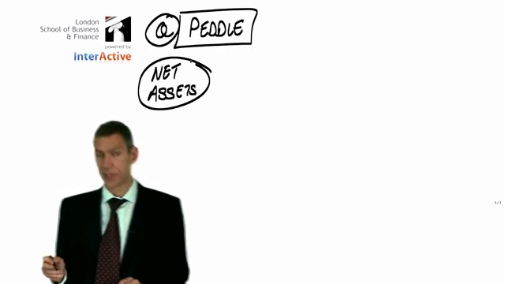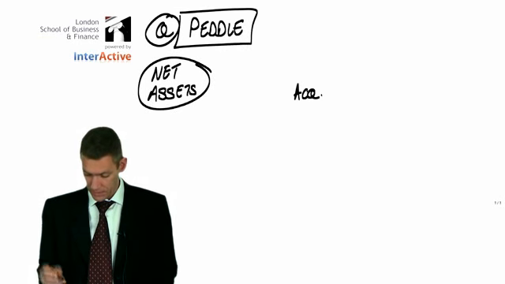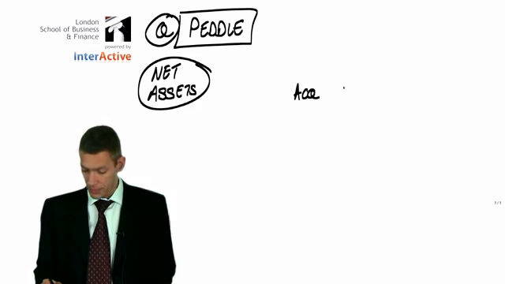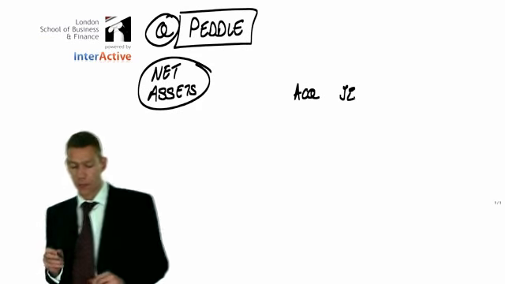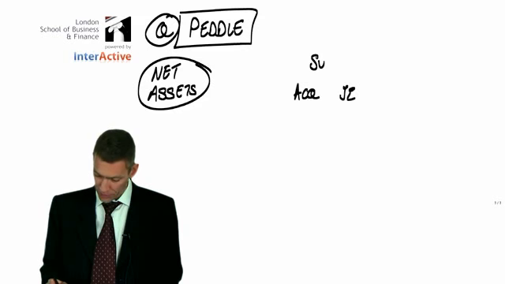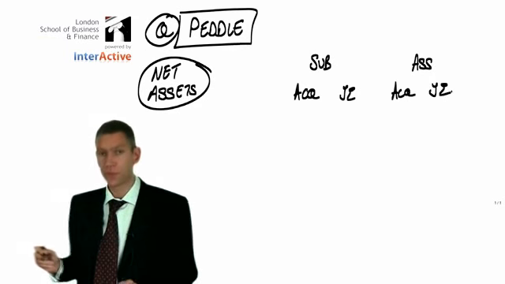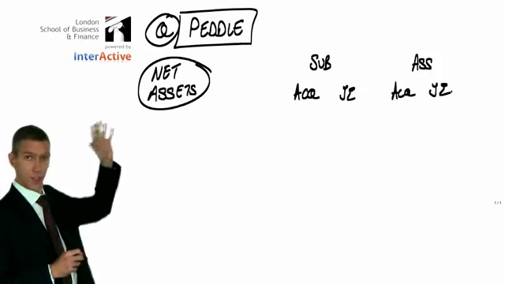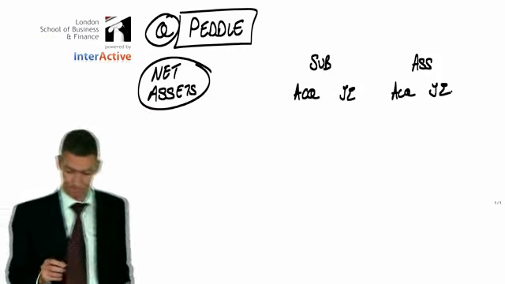Now we need to know how big the net assets were at acquisition, ACQ, and we need to know how big they are at the year end, YE. We need to know that both for the sub and for the associate. So we end up with 4 columns. We've got the subsidiary at acquisition and then year end, and then the associate at acquisition and year end, as you can see.